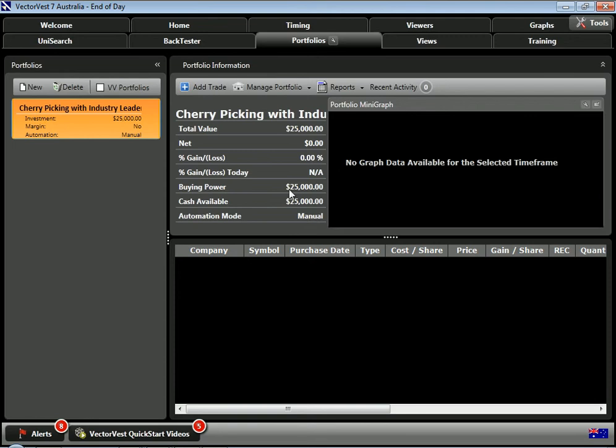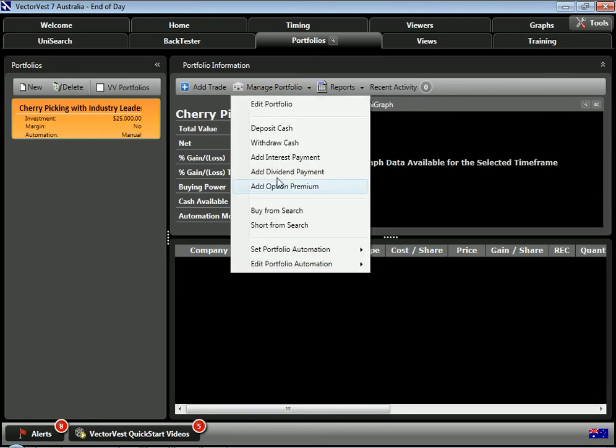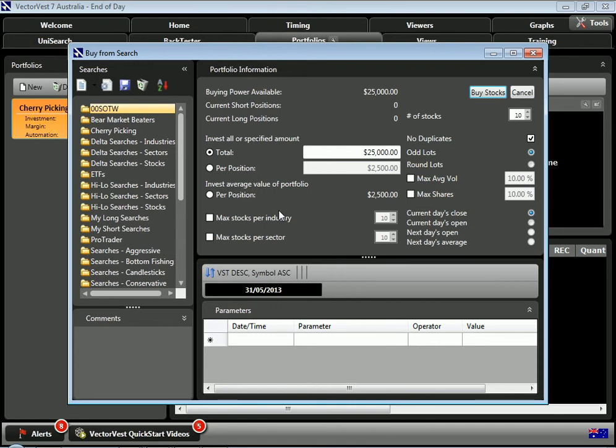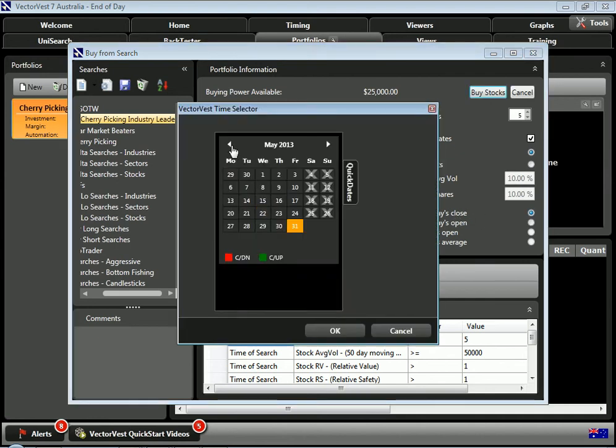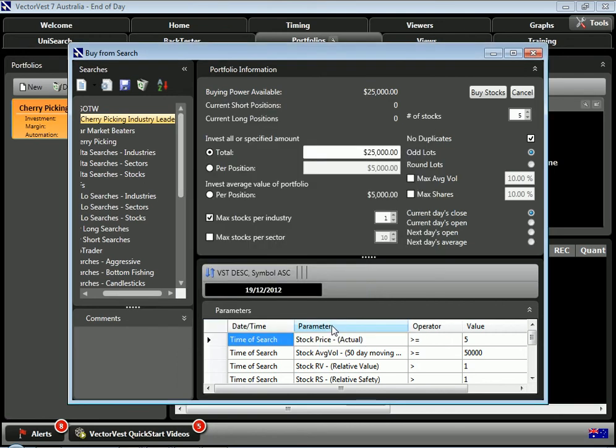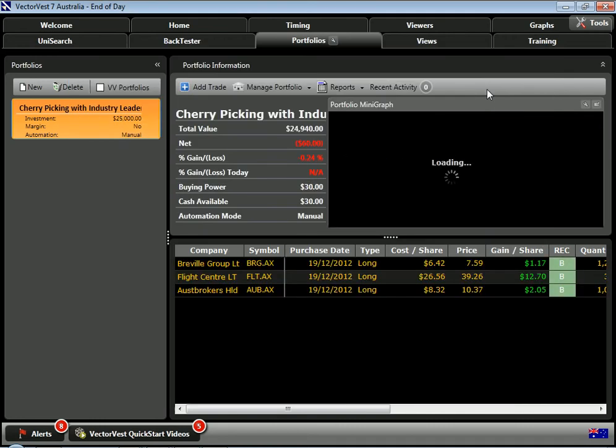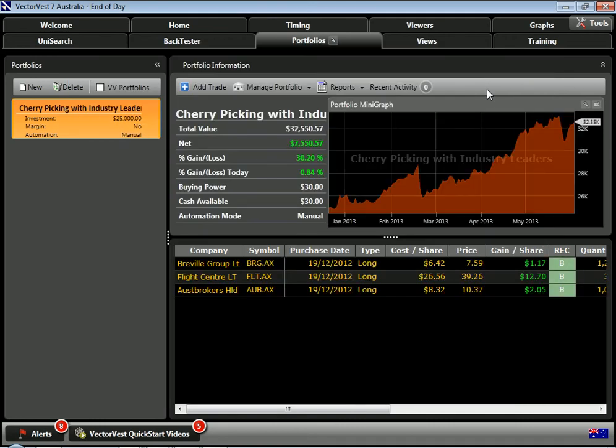And the reason I came here is because with the Manage Portfolio function now, I can do a buy from search. This will allow me to specify the maximum stocks per industry at 1. Let's choose our cherry picking industry leaders search that we wrote back in the Unisearch tool. And we're going to limit our portfolio to 5 positions. We've checked no duplicates, and we're going to use the current day's closing price from Kevin's inception date, which was 19 December. And when we click Buy Stocks, we'll go out, we'll run the search on that date, and we'll just run it forward in time.